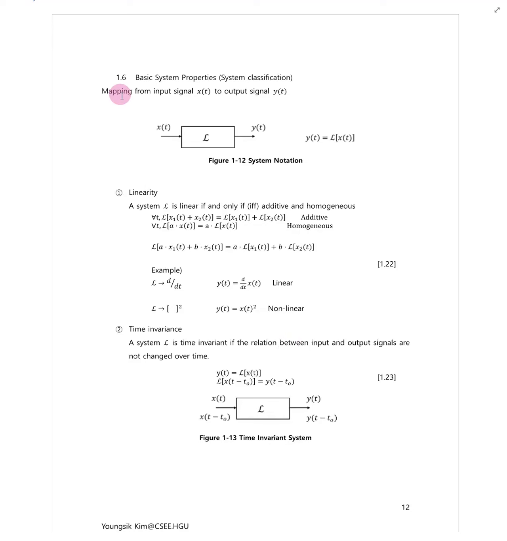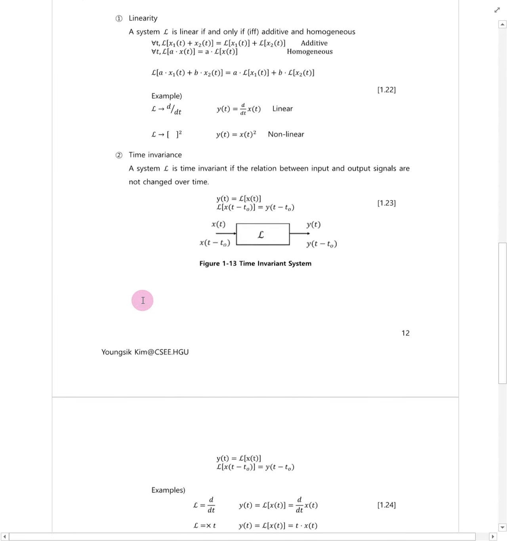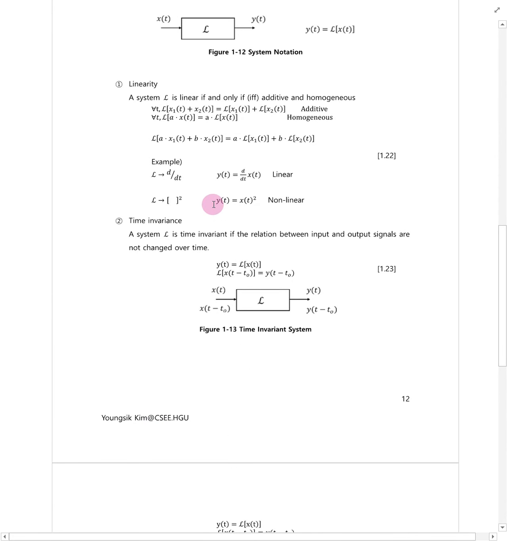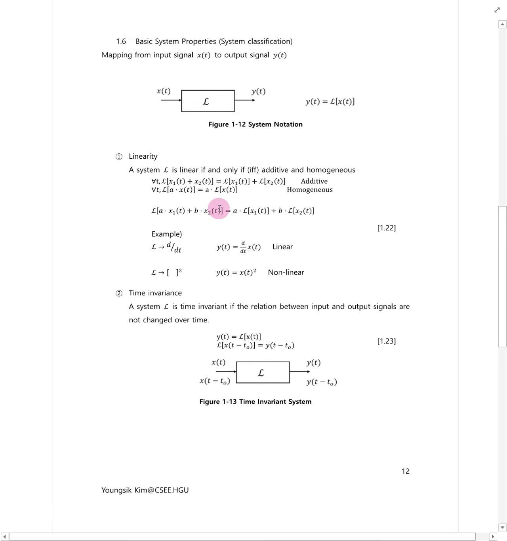In this lecture, I introduce some basic properties of systems. The first one is linearity, and the others are time invariance, memorylessness, and causality. These four properties have important physical interpretations, so you need to have a clear idea or clear definition of them. The system transforms the input signal to the output in some way, and the transformation is represented by these notations. The first property is linearity.